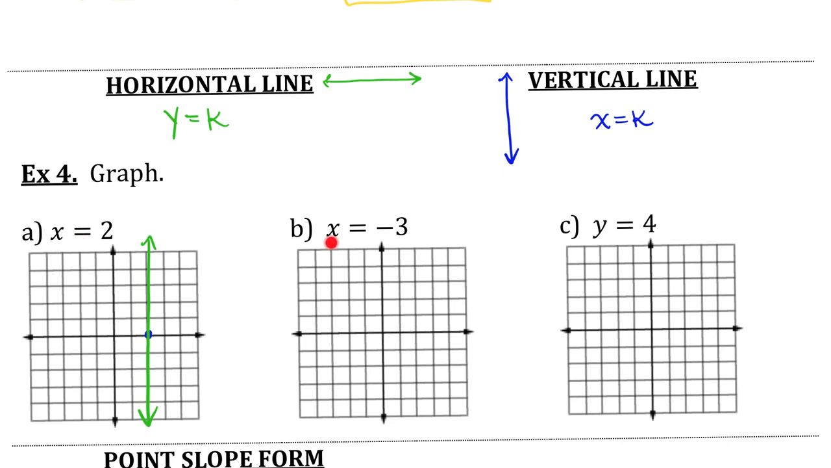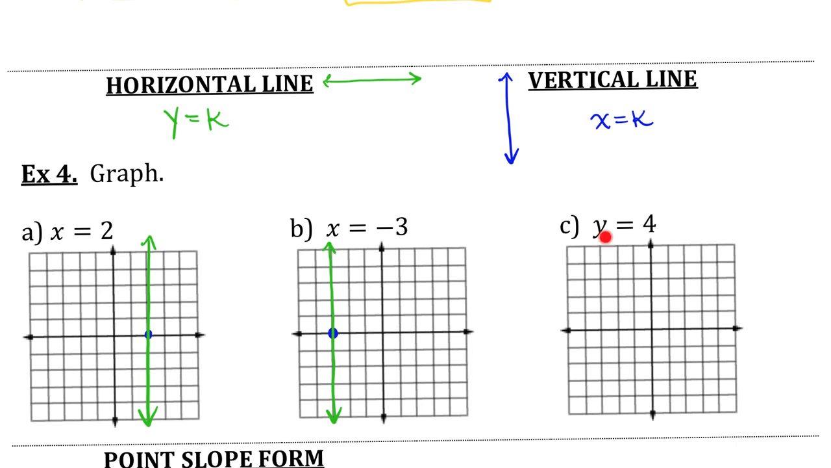Okay, let's look at x equals negative 3. Since it starts with x equals, it's a vertical line. On the x-axis, let's go to negative 3. 1, 2, 3. It's a vertical line, so it's going to go here. And again, if you examine all the points on the line, all of them have their x value equal to negative 3.